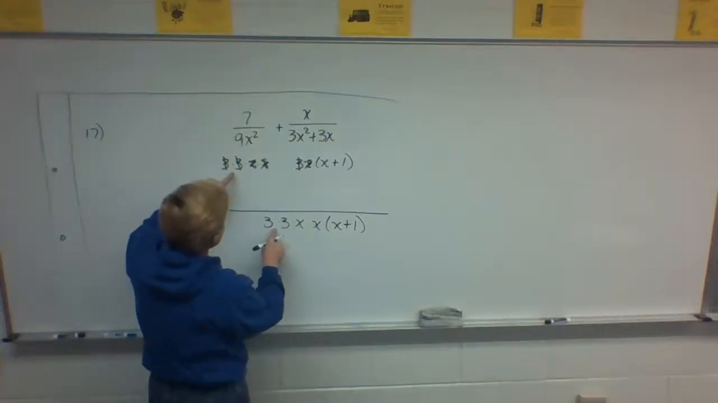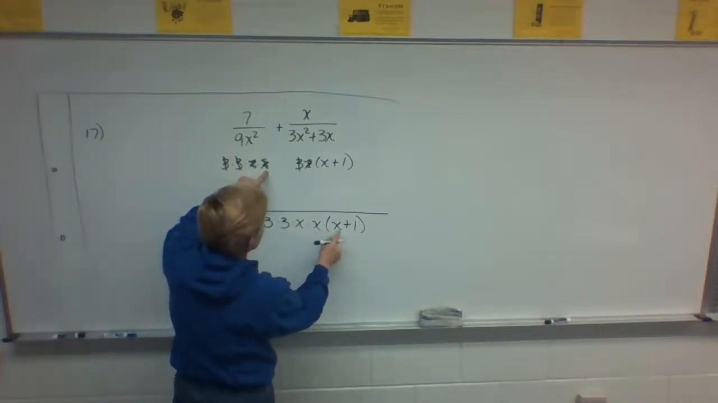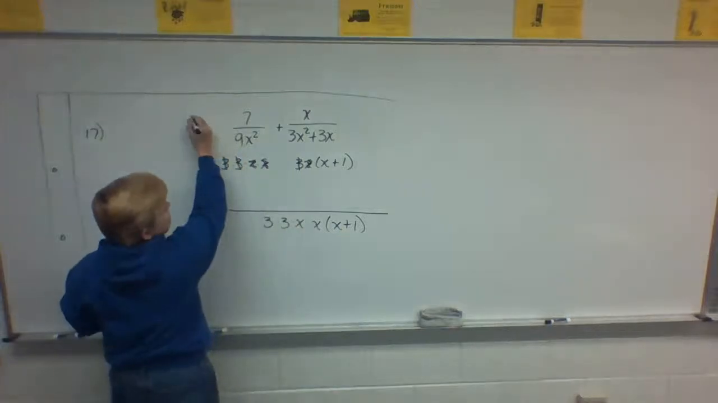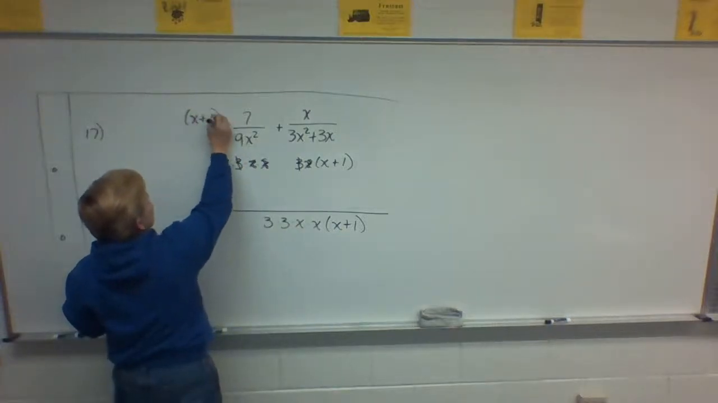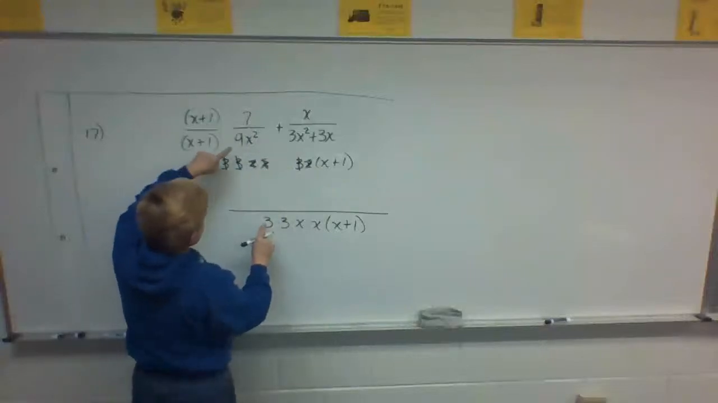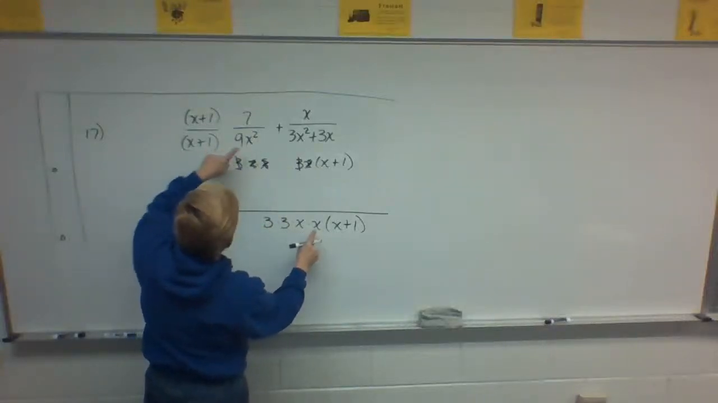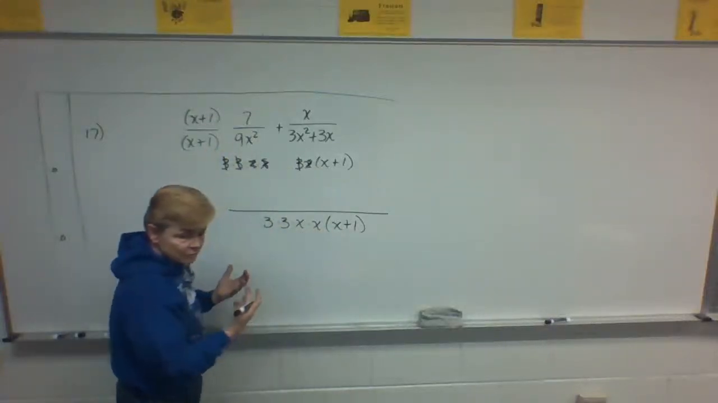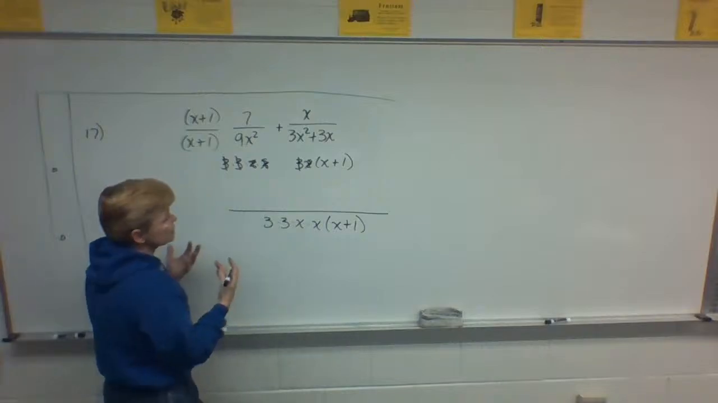So I've got a 3 and a 3 and an X here. The only thing this one was missing is X plus 1 over X plus 1. Now, this one's denominator is 3 times 3 times X times X times X plus 1. And I've already written it here. Is that okay? What's this one missing?